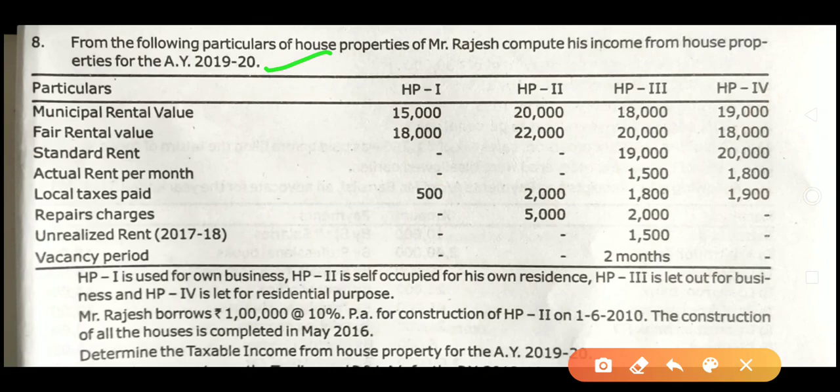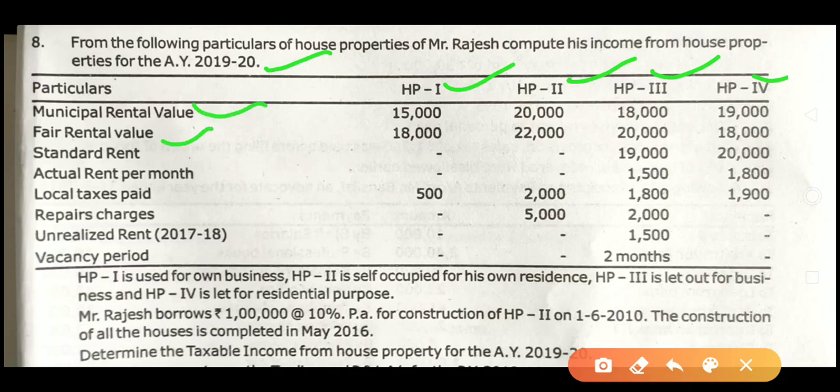So in this question, the assessee is Mr. Rajesh and he has given some details regarding his house properties, and we have to calculate income from house property for the assessment year 2019-20. So here are the further details. HP1, HP2, HP3, HP4. So totally Mr. Rajesh has 4 house properties. The details regarding these 4 house properties are municipal rental value and fair rental value.